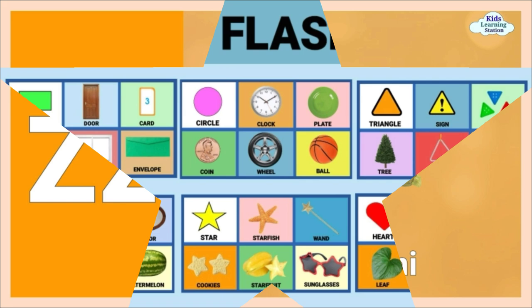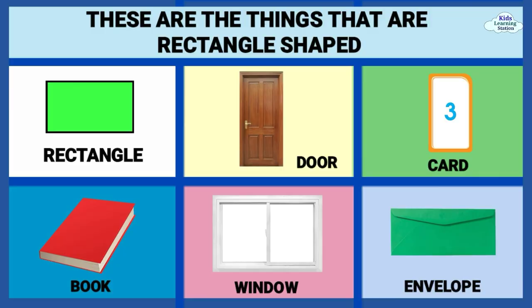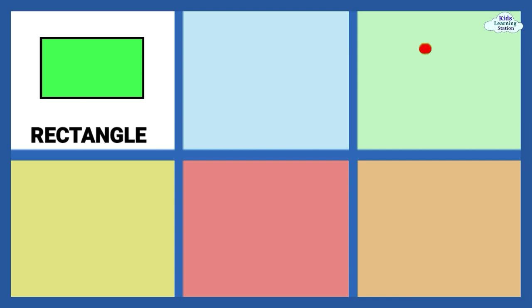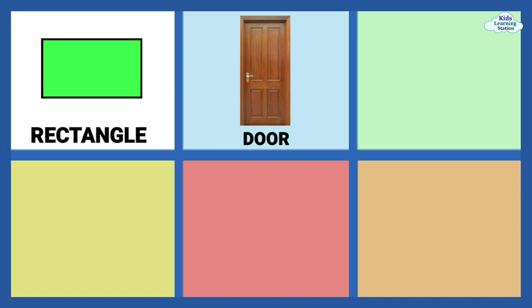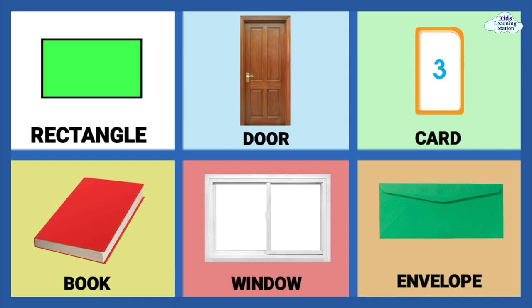Shapes flashcards. These are the things that are rectangle shaped. Rectangle. Door. Card. Book. Window. Envelope.